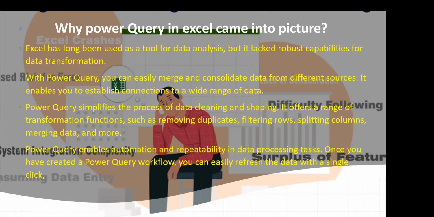But Power Query makes it easy. We can extract different files from different sources, merge them, combine them, extract the data, and transform the data without changing the source of the data. We can alter the data. That's why we are using Power Query, and it enables automation. Whatever changes we make in the data source will be automatically reflected in our Power Query as well.